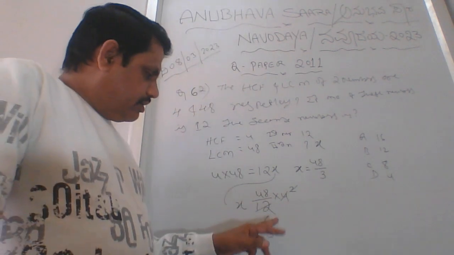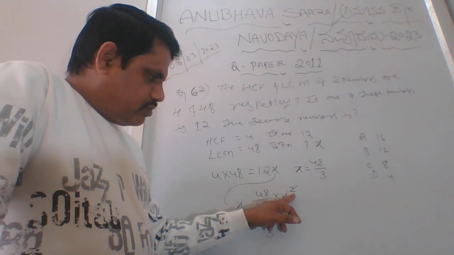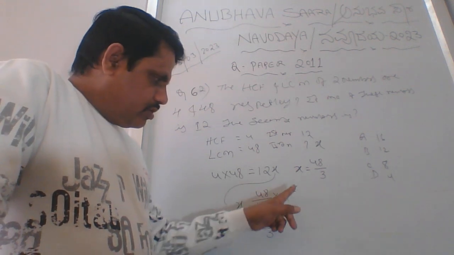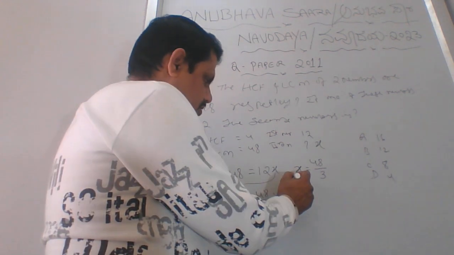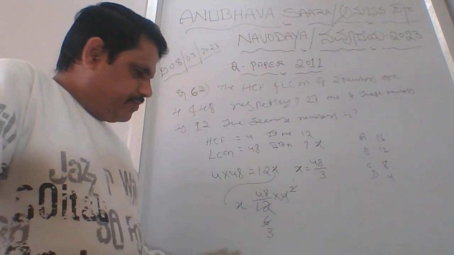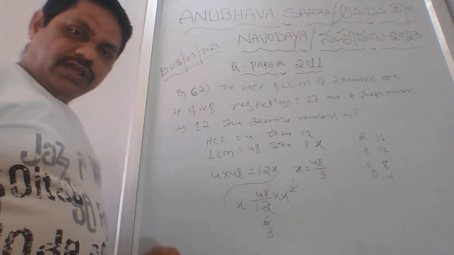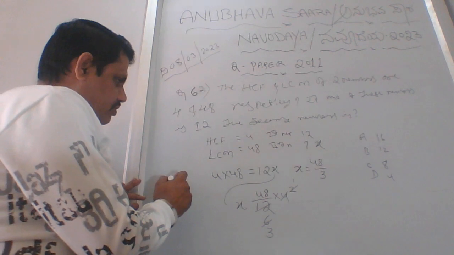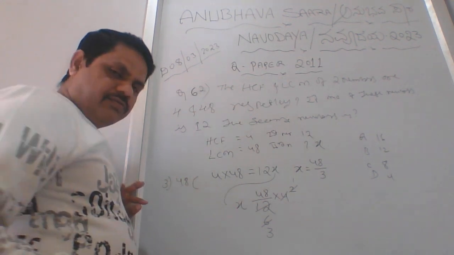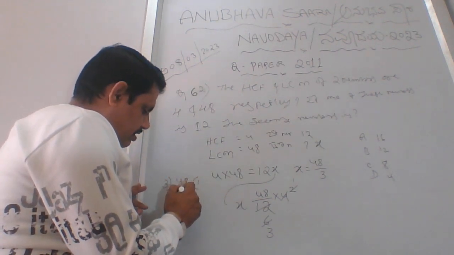I'll repeat once again. 2 2s are 4, 2 6s are 12, that number is done. 2 1s are 2, 2 3s are 6, so that's also gone. Now what is left is x equals 48 divided by 3. We'll go with the same thumb rule. 48 divided by 3: 3 1s are 3.